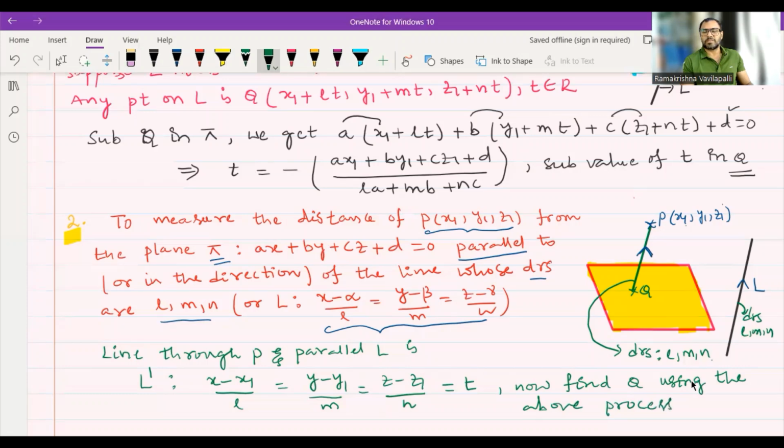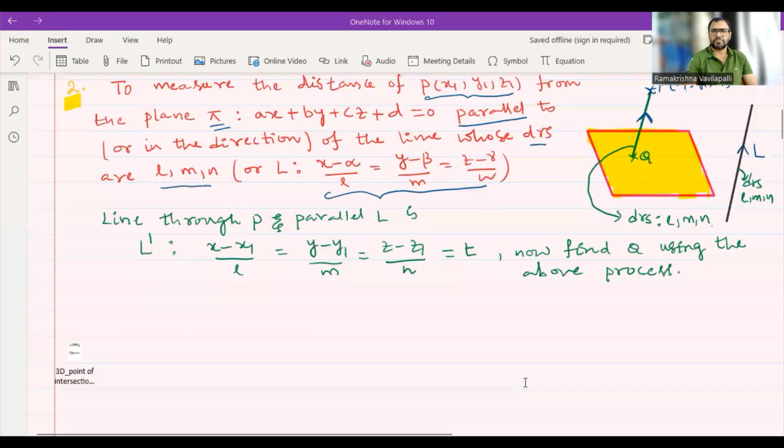The above process, that's all. Now I will solve previous JEE questions based on these two concepts. So here are a few questions based on these concepts picked from previous JEE.